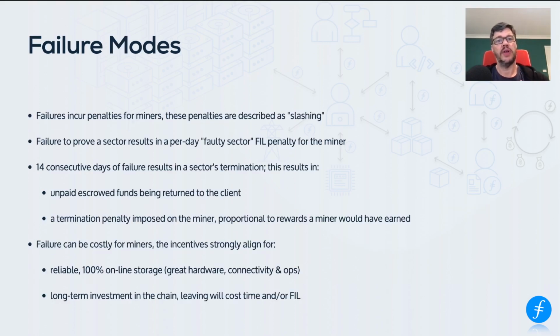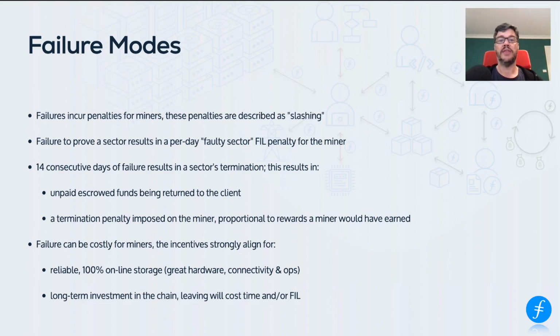Failure modes. So there is such a thing as failure modes. This stuff can fail. A failure will incur penalties for miners, and those penalties are described as slashing. Failure to prove a sector results in a per day faulty sector penalty. So even if you miss a day, you still get a penalty. But 14 consecutive days will result in a sector's termination, and that makes the unpaid escrow funds return to the client. And there's also an additional penalty imposed on the miner proportional to the rewards the miner would have earned. And so there's a lot to lose here for miners to have failures.